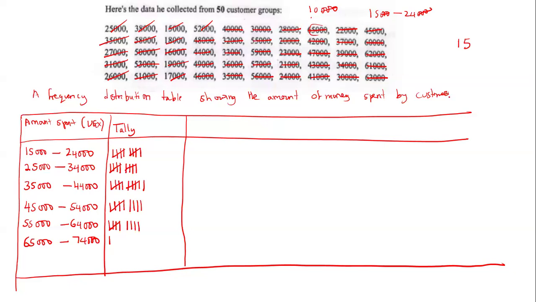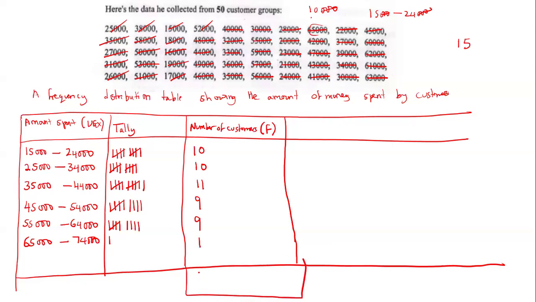Thank you. Okay. So here, I don't expect you to write frequency. Here you're going to write number of customers. After writing number of customers, in brackets, put F to represent your frequency. But don't write the word frequency. So here I'm getting 10, here 10, here 11, here 9, 9, and 1. So I'm saying that my total frequency here is going to be 50.